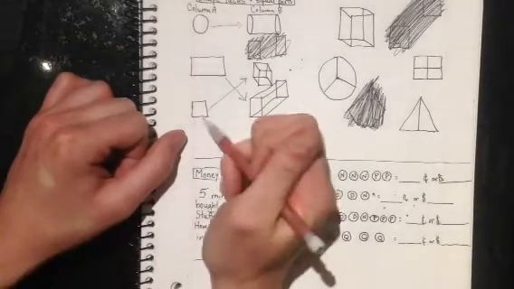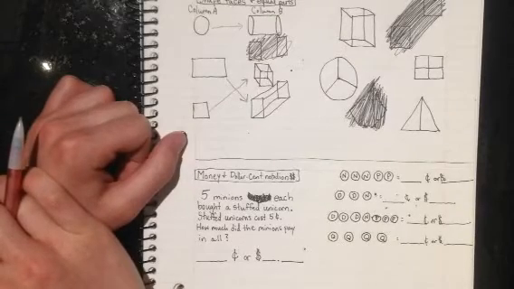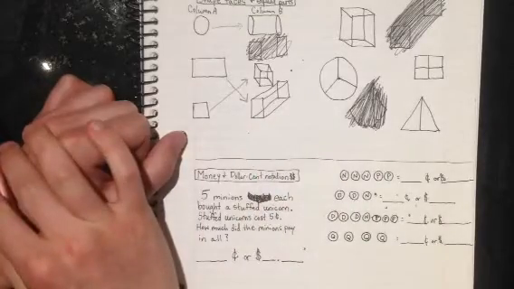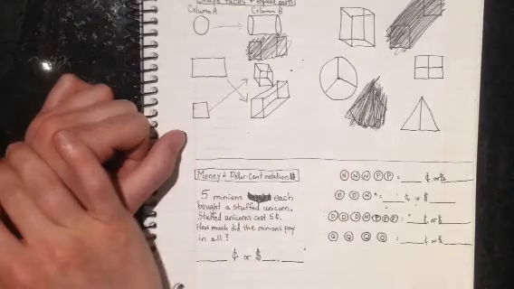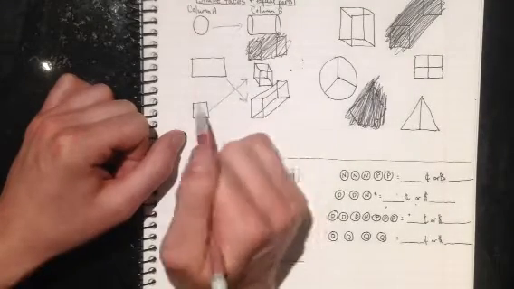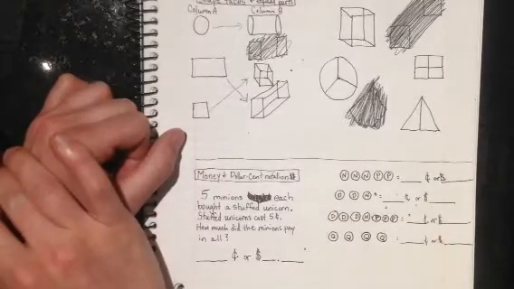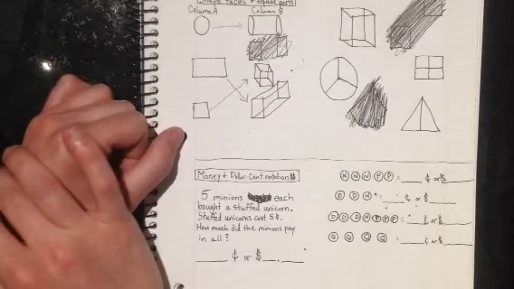Now, could a square also go into a rectangular prism? Yes, it could. But if we said the square went into the rectangular prism, we know that the rectangle couldn't go into the cube. So this gets a little bit tricky. Sometimes you have to find the best answer. All right? So now let's move on to equal parts.